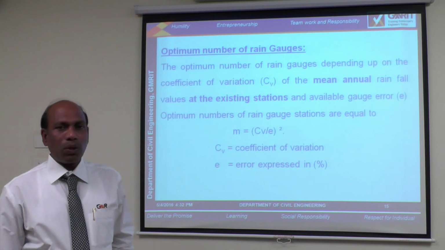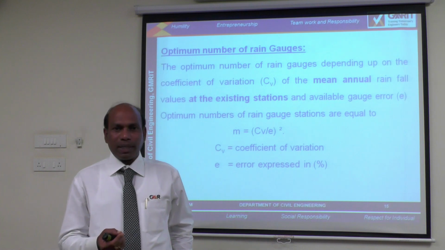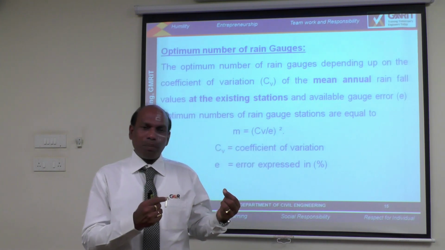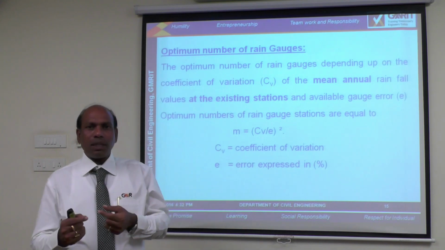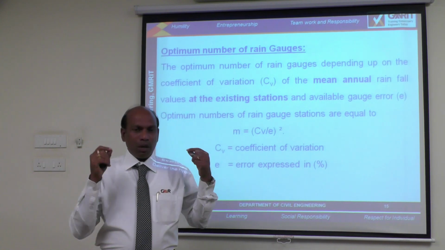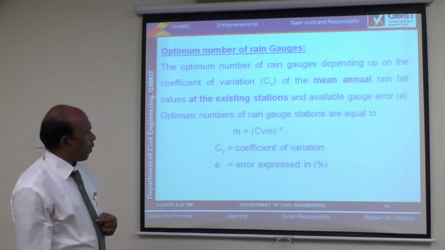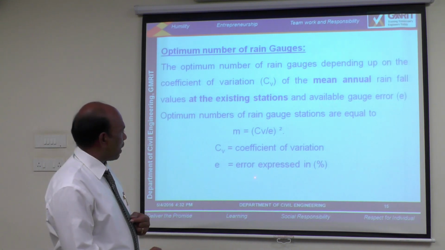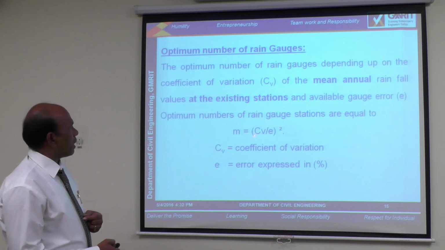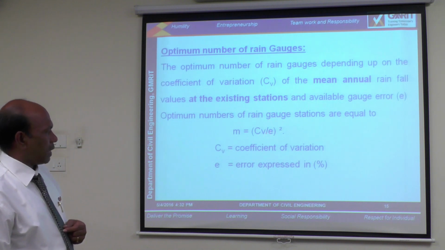Based on that, we are going to estimate the optimum number of rain gauges. Once we know the optimum number of rain gauges, and we already know the existing number of rain gauges, we can find the additional number of rain gauges required on a particular catchment area. The optimum number of rain gauges formula is denoted by M, M is equal to (CV by E) whole square. CV is the coefficient of variation, E is the available gauge error.